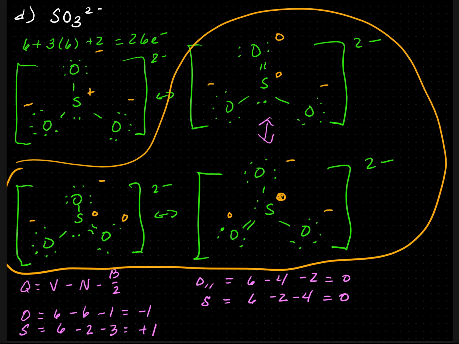In general, periods 3 through 7 can exceed the octet rule. A lot of times sulfur and phosphorus will have double bonds because it is a more stable structure, because their formal charge will be closer to 0 or at 0.